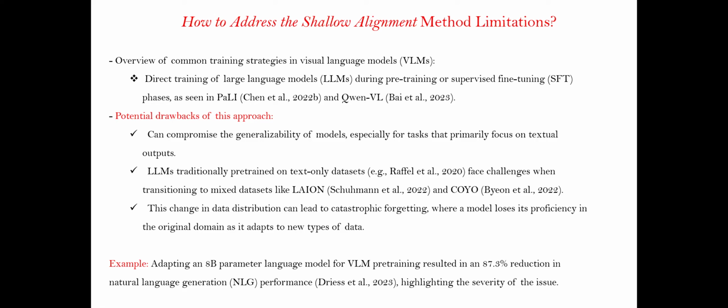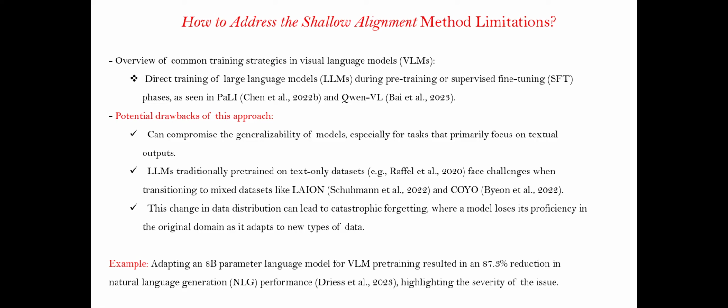When we try to do vision adaptation, adapting a large language model to a vision task, the shallow alignment is affecting the large language model in a certain way. That's what I'm mentioning as a potential drawback in this approach. They can compromise the generalizability of the model, that is, the natural language generation abilities might go down.